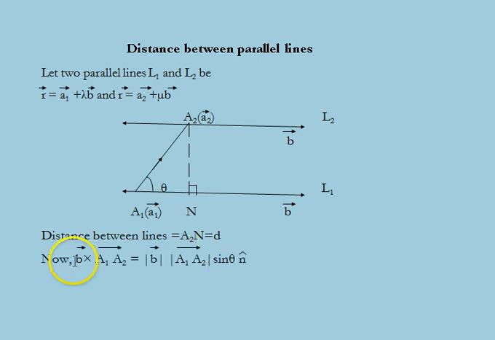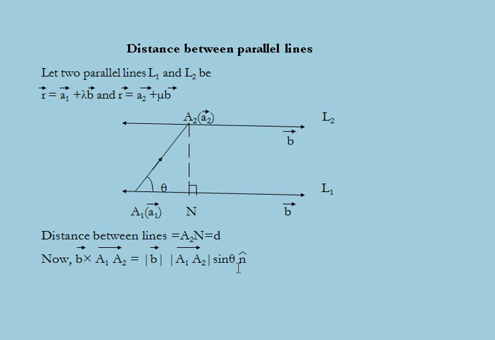Now we have the cross product of vector b and A1A2 equal to mod of b vector into mod of vector A1A2 sine of theta into unit vector n cap.